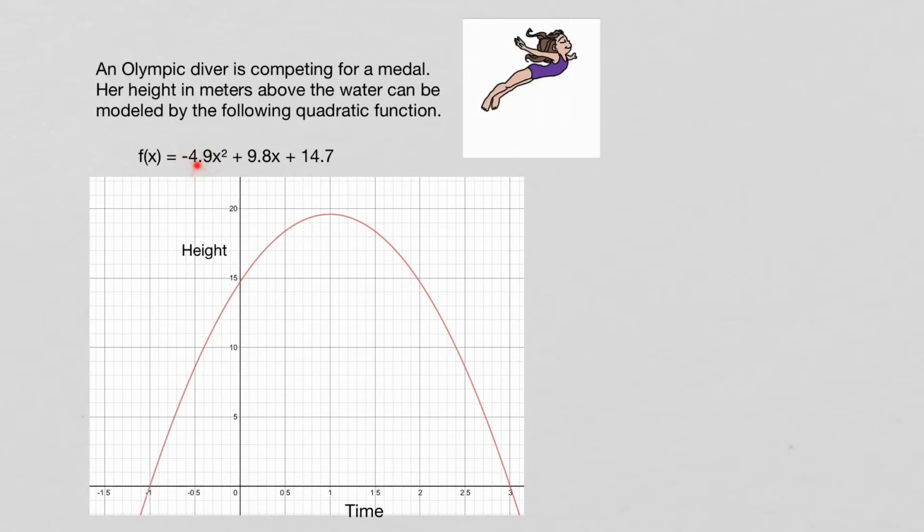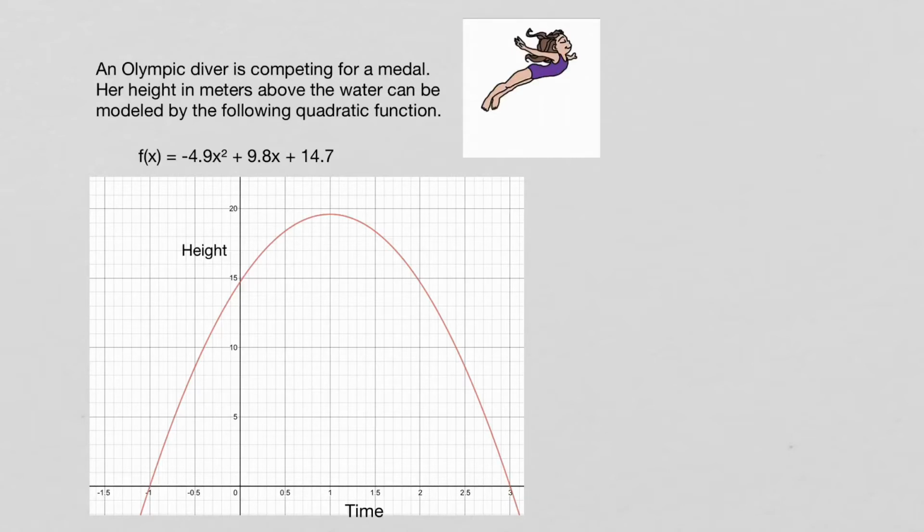And if you remember, when A is negative, that means it opens down. It looks like a frown, so you can see how it opens down. And it makes sense, too, because she jumps up from the diving board at first. She goes higher and higher, and then as time continues, she gets lower and lower until she hits the water.